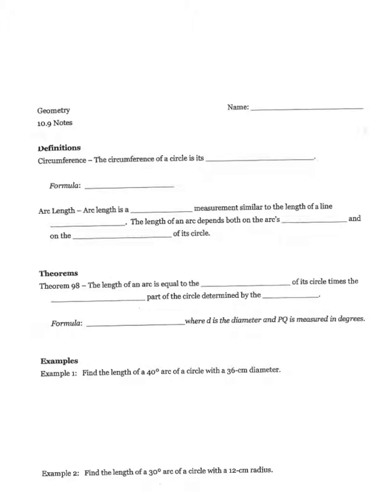We're going to take notes for section 10.9. The first definition is going to be of circumference, which I know is a repeat, but let's write it again. The circumference of a circle is its perimeter. The formula for circumference would be circumference equals pi times diameter, or you can say circumference is equal to 2 pi r, where r is the radius.